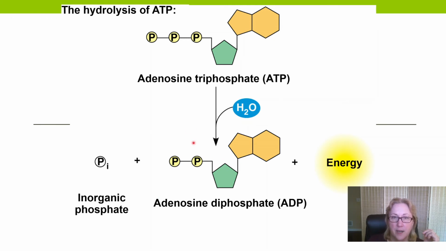So here is our adenosine triphosphate. Again, we have our adenine, our ribose, and our 3 phosphates. One phosphate can be removed. That releases a little packet of energy, and now it's adenosine diphosphate. If another phosphate is removed, it's adenosine monophosphate. And that does happen, especially if the cell is starving for energy.